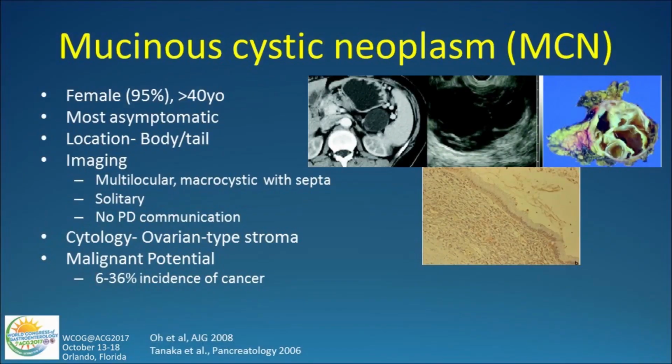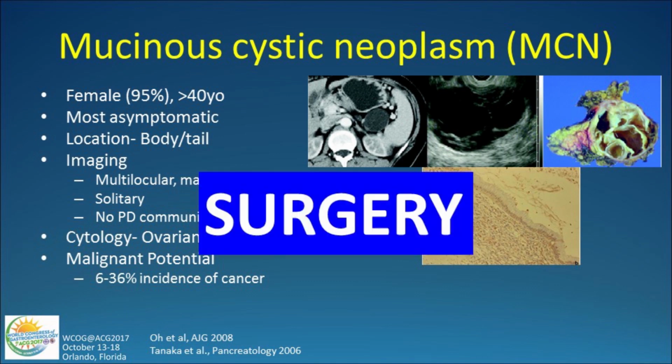For mucinous cystic neoplasms, this is almost always going to be a female in a little younger age group, in her 40s. Typically, the patients are asymptomatic and they have cysts located in the body and tail of the pancreas. Oftentimes, you'll find septations, and again, although cytology and cyst fluid analysis may not be that commonly diagnostic, perhaps you'll see ovarian type stroma. Now these definitely have, in some reports, up to a 36% chance of having cancer. So if you can make the diagnosis, you would recommend surgery for these patients.